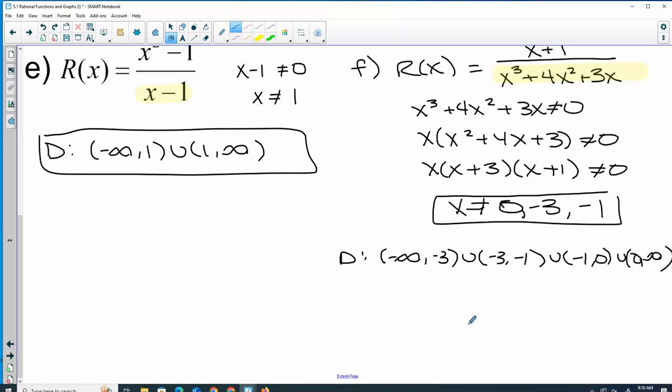Are we okay with that? So it turns out these domains are really, really important for the graphs. And next week, we're going to actually start graphing them. But I have just a couple other slides that I want to go over.